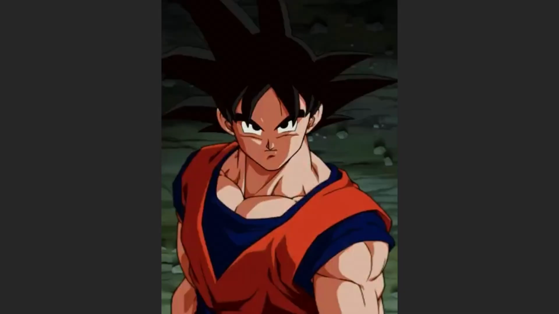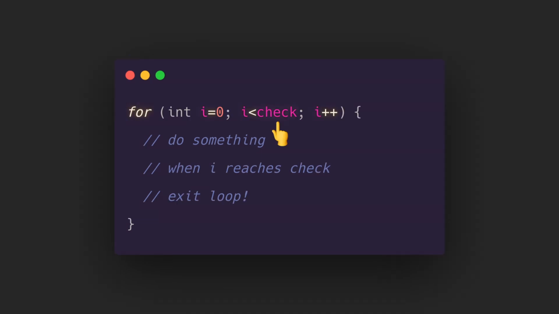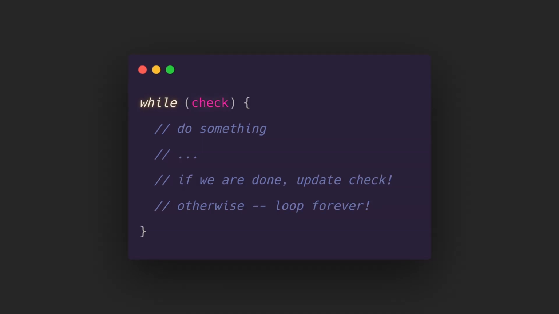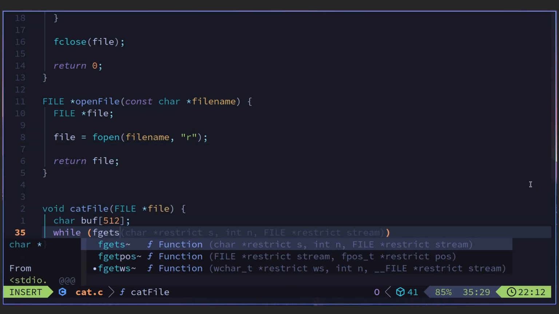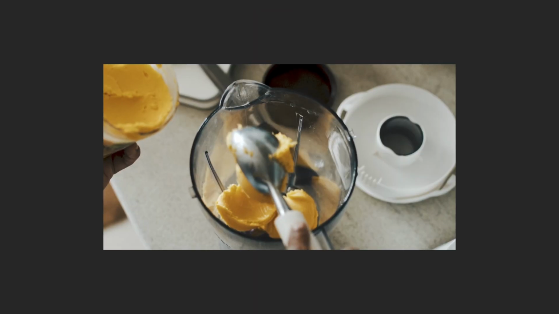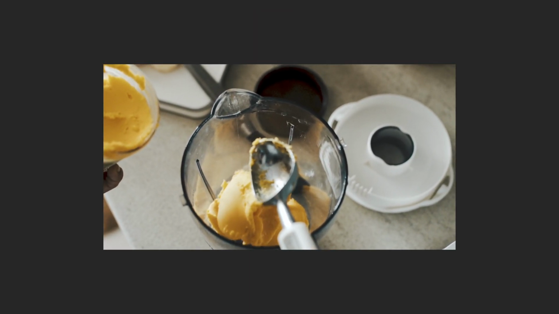Alright, new code unlocked, the while loop. This one is similar to the for loop, but the while loop is used when we don't know beforehand how many times we will repeat something. In the for loop, we check our counter against a number we set. In the while loop, we check a Boolean value and keep looping until that's false. Here, fgets will return a null when there's nothing to read, and null will be false. So we can loop and scoop with our while loop until we reach a null value from fgets.